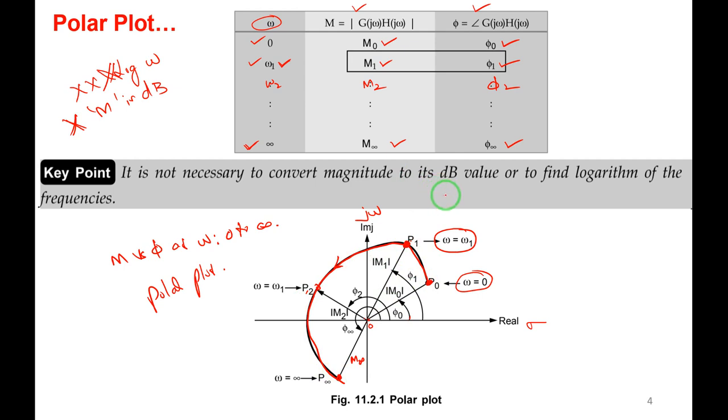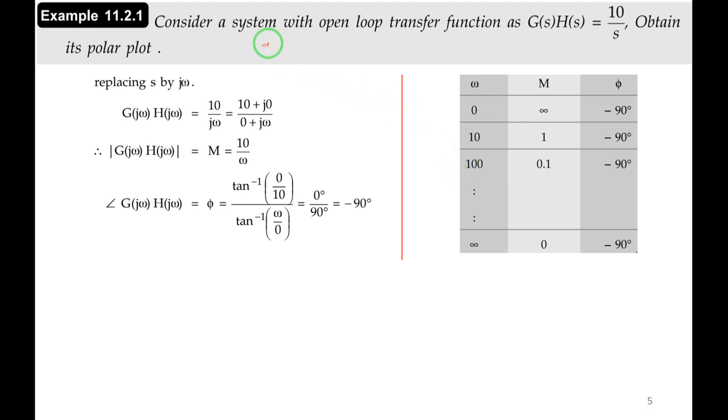Don't wait, okay? Next we'll take up one example. Consider a system with the open loop transfer function G(s)H(s) equal to 10 by s. Obtain its polar plot. Okay, fine, we'll solve it.